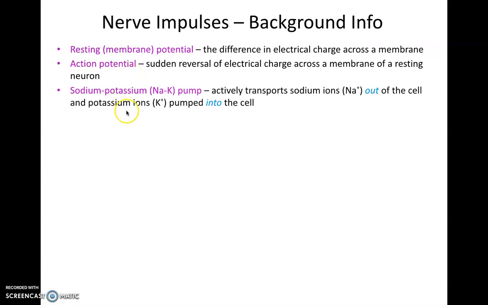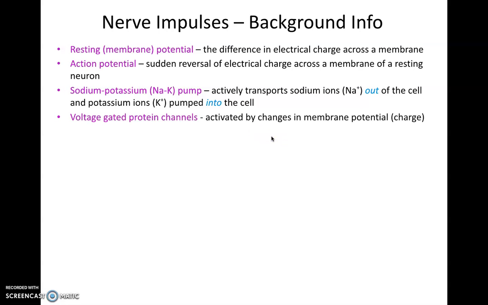A sodium-potassium pump is a specific type of protein. We actually learned a little bit about it when we were talking about cell transport, and it actively transports, so we're moving against the concentration gradient or up the concentration gradient. It's transporting sodium ions, represented by Na+, out of the cell, and we're talking about a neuron, and potassium ions, represented by K+, are pumped against their concentration gradient into the cell.